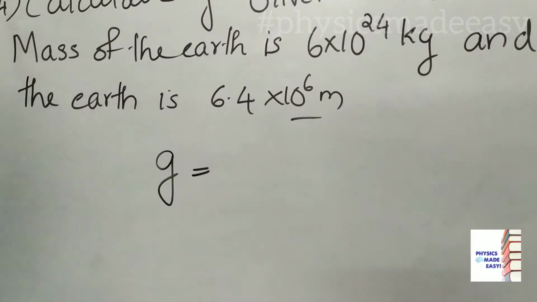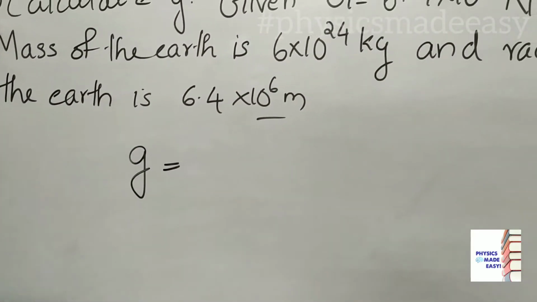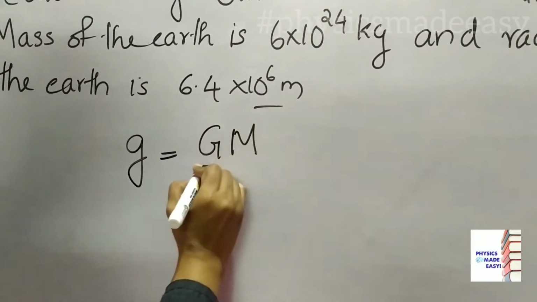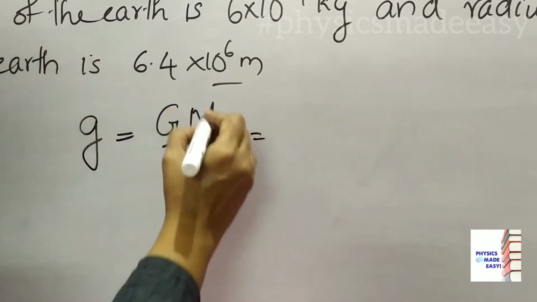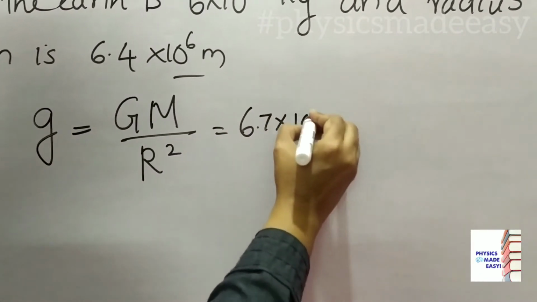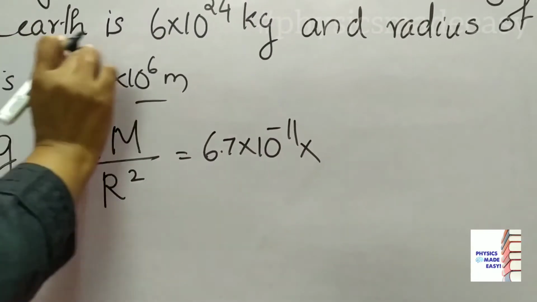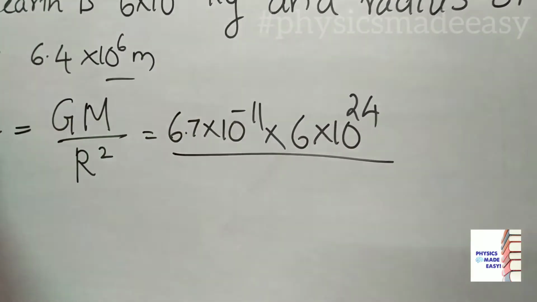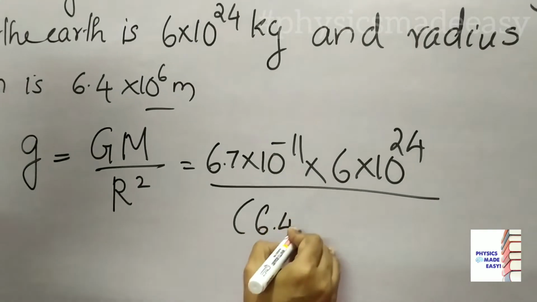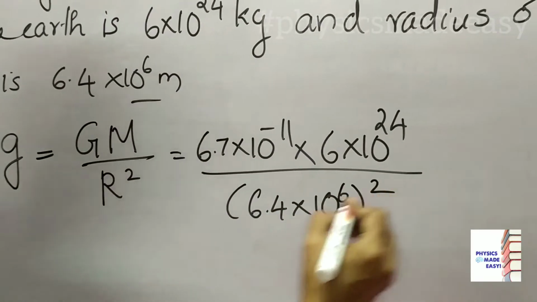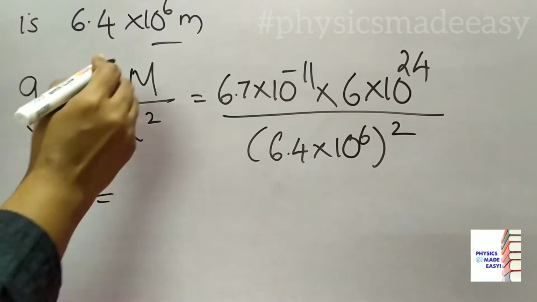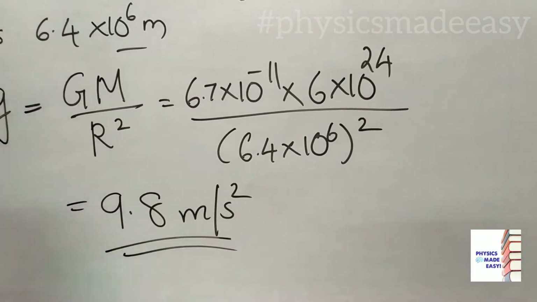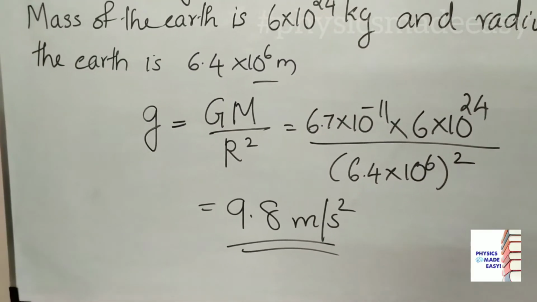So children, for doing problems, first you have to write the given quantities. I am not going to write that now. I am going to substitute the values in this equation, GM divided by r square. Here you can see 6.7 into 10 raised to minus 11 into mass of the earth, that is 6 into 10 raised to 24, divided by radius of the earth, 6.4 into 10 raised to 6, the whole square. After solving this, you will get 9.8 meter per second square. You know this value, that is the acceleration due to gravity.